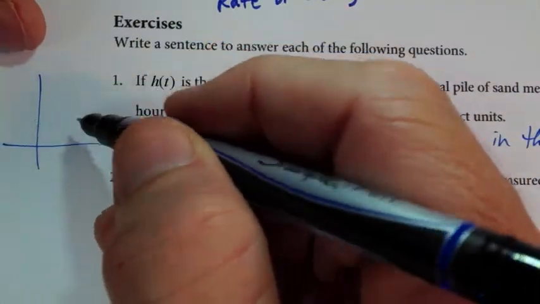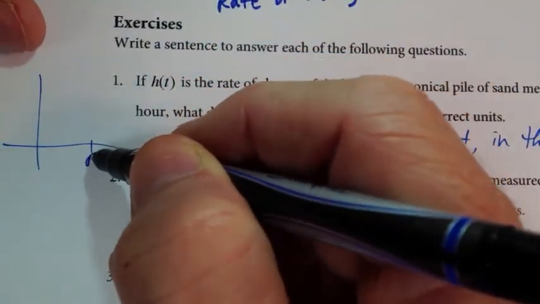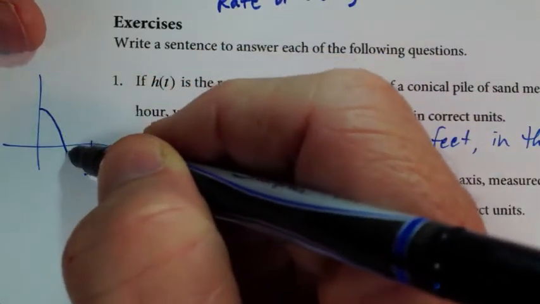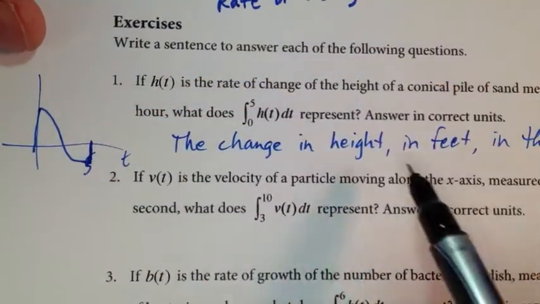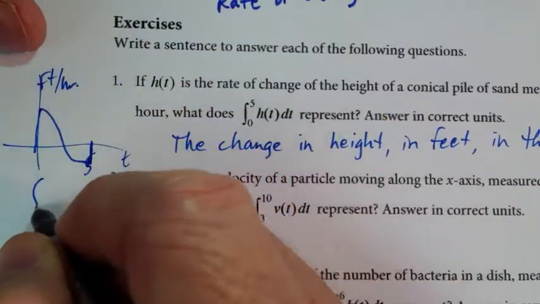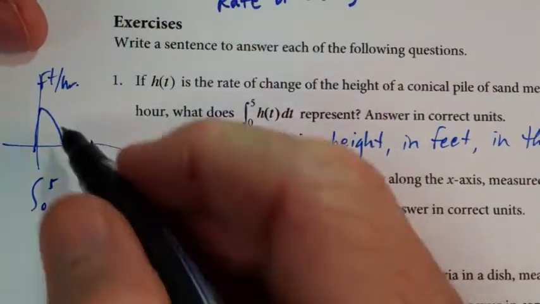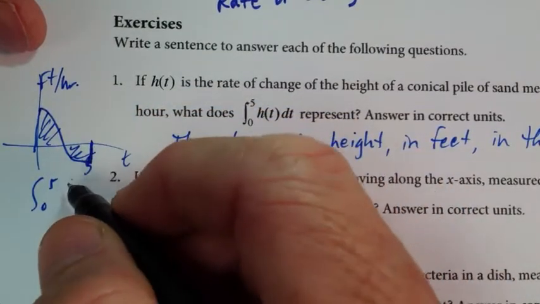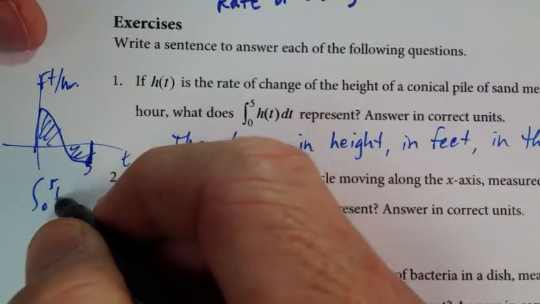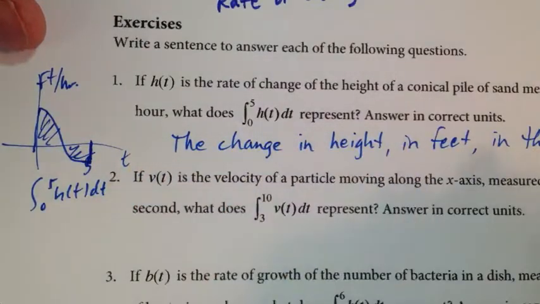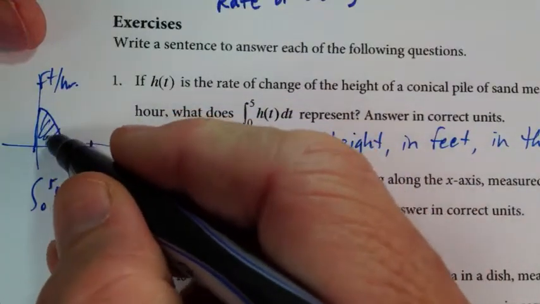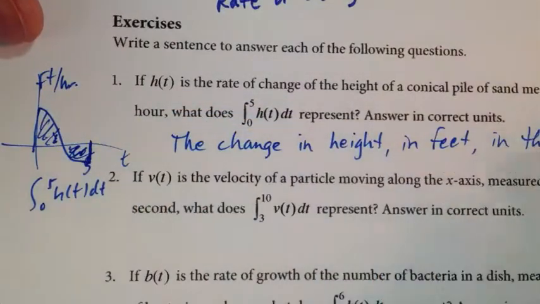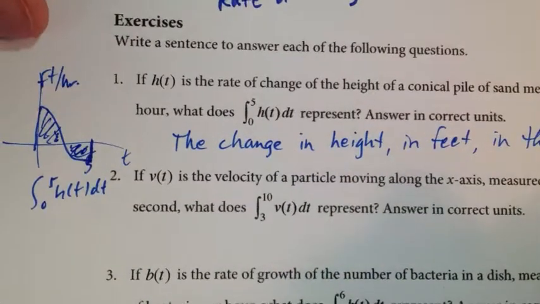It could look like here's t and here's 5 hours. Okay, it could look something like this. All right, where you integrate from 0 to 5, and this is in feet per hour, and the integral from 0 to 5 would be all the net area, okay, and that h of t represents the rate at which the height of the cone is changing, and the total change would be the area above minus the area below, and that is the change in height in feet in the first 5 hours.